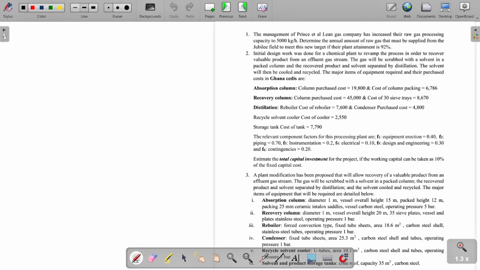So if I check the question very well again, I can draw a table where I have the equipment and I have the equipment cost, right?